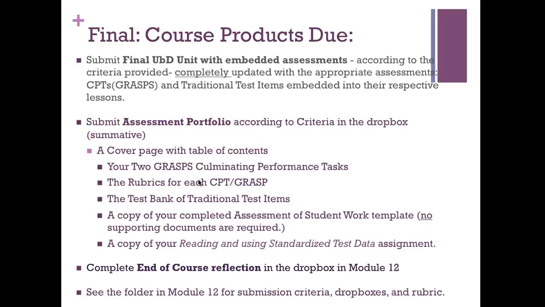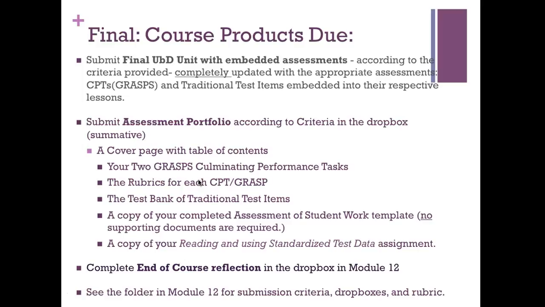You will submit your assessment portfolio according to the criteria in the Dropbox. And according to the criteria basically means look at the rubric and make sure you do everything that needs to be done. But to help you out, I've given you kind of a list of what it needs to have. A cover page with a table of contents, your 2 GRASP culminating performance tasks, and their attendant rubrics. You can either put them together or you can do the GRASP first and then the rubrics. You can do the GRASP with their rubric and the other GRASP with their rubric.